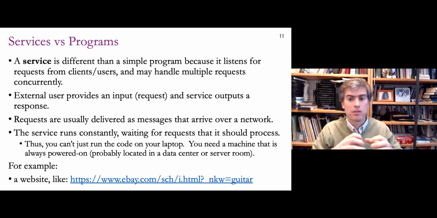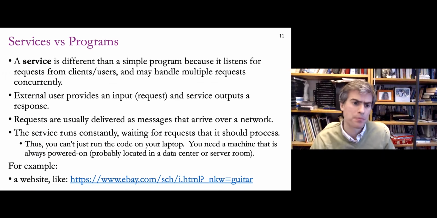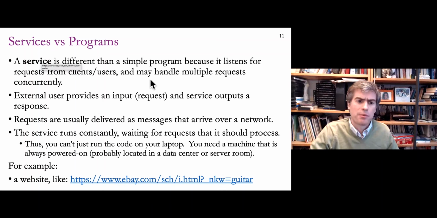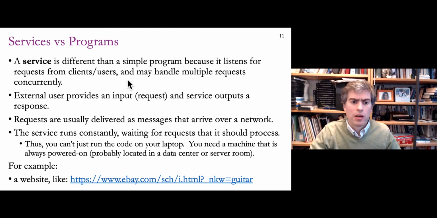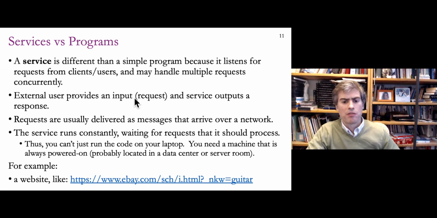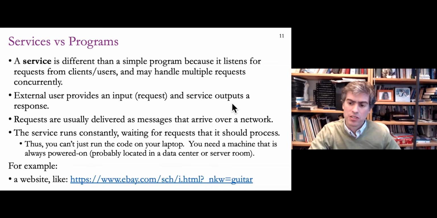In this class, we're going to think about how to scale it out to do a lot of stuff in parallel. So a service is different than a program insofar as it listens for requests from clients or users, and those clients could be other computers, or they could be human users. And the service can handle multiple requests concurrently, meaning at the same time in parallel. You have some outside user or program that provides an input, which is called a request, and the service's job is to output a response.